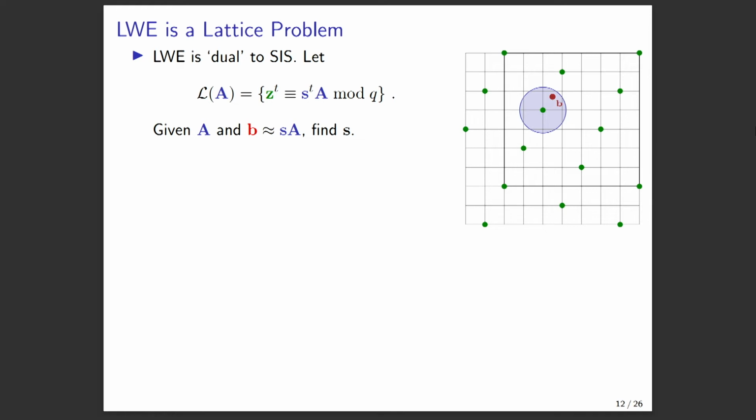And the LWE problem is I give you A, defining this lattice, and I give you B. B is close to a lattice point. It's a lattice point SA, but with some error added to it, some perturbation. Okay, so given this perturbed lattice point, find the secret. Or alternatively, in the decision case, distinguish between a perturbed lattice point and just a random point out in space. Okay? And it's a little exercise to show that this lattice is the dual of the SIS lattice up to some scaling.